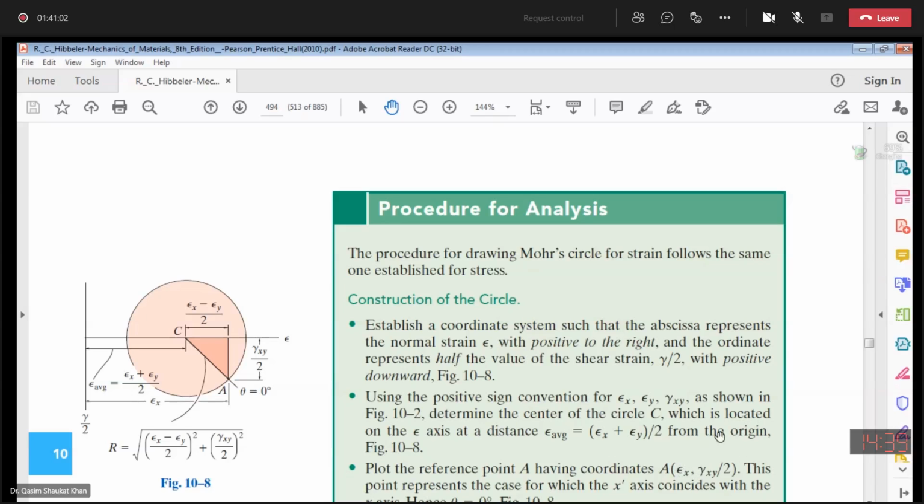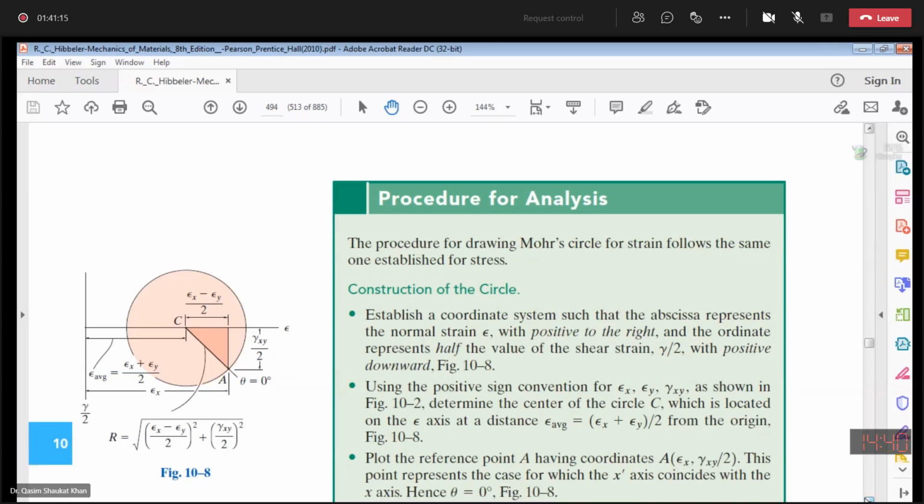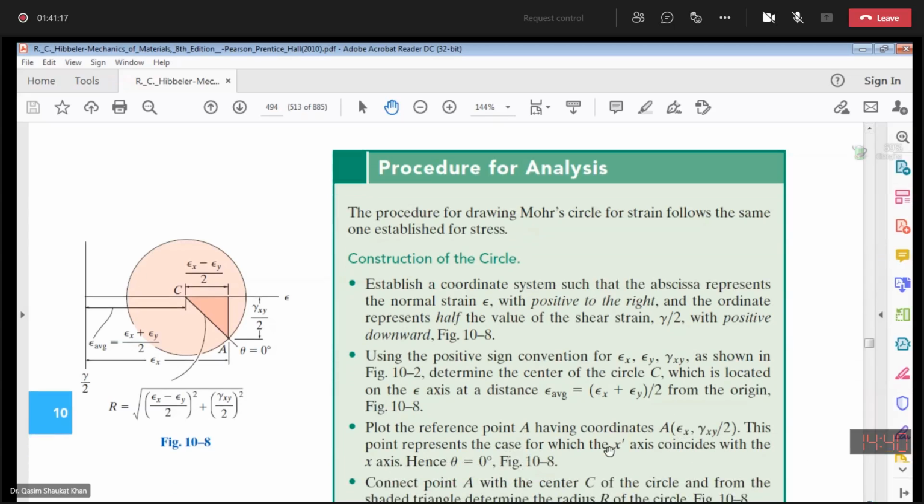Whatever is given in the plane strain question, that will be the coordinates of the point A. If it is with a negative sign, then you have to put the negative sign. So this point represents the case for which the x dash axis coincides with the x-axis. Theta is 0. Any questions about this third point?